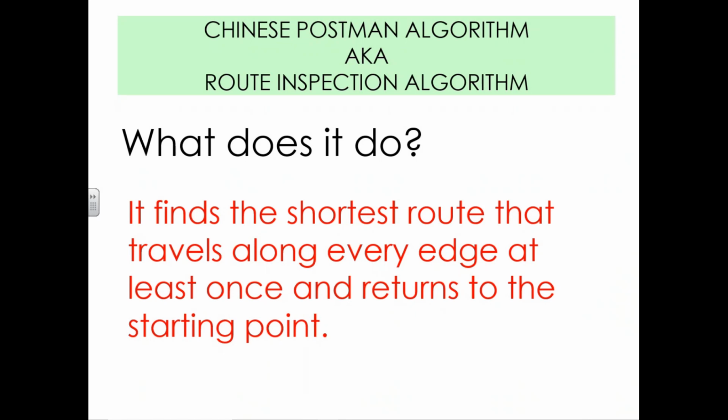But the route inspection algorithm is a way of finding a route through a network that travels along every edge at least once, so we can go over them more than once now, and returns back to its starting point. You can kind of see why this is called Chinese postman, in that if you're a postman, you need to go along every road to deliver your letters to houses. You can go along them more than once, but you want to do that in the shortest possible way.